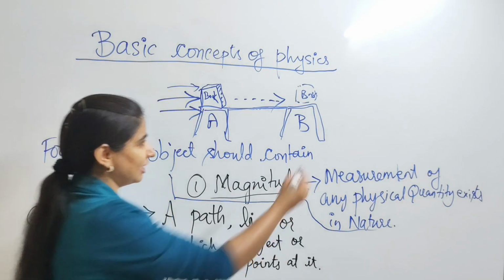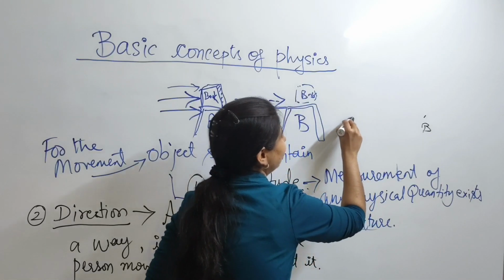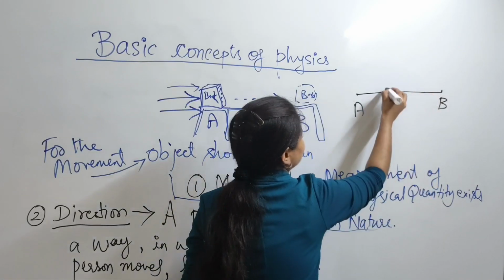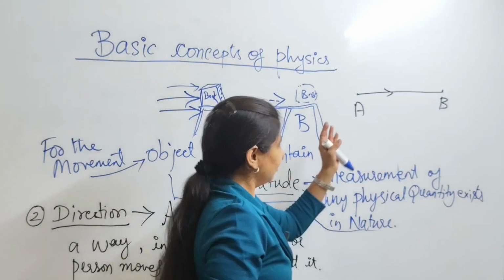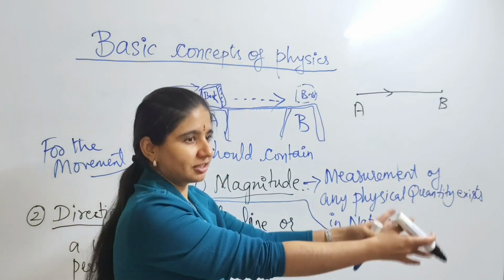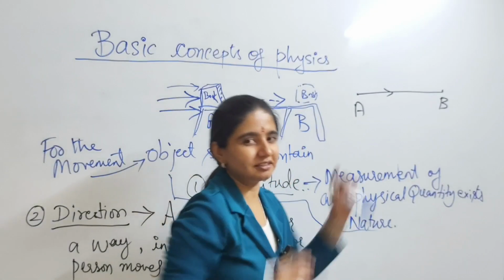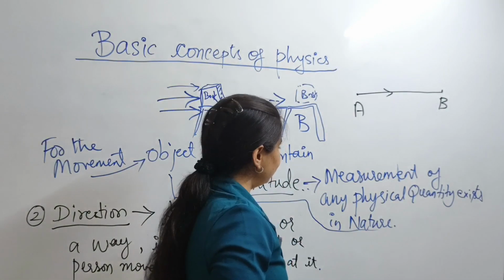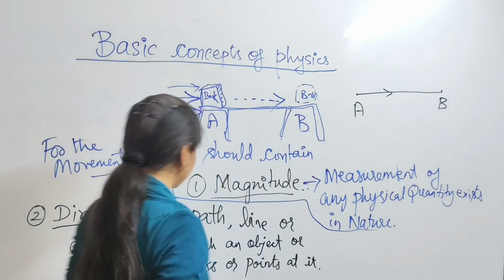Or when you are drawing a line from point A to point B, or from the place A to the place B, I am moving. It's called a path. If I'm drawing a line from A to B, it is called a line. And a way or a walking way, whatever it might be.